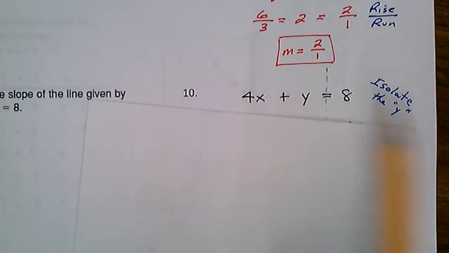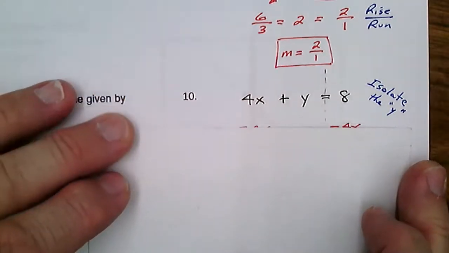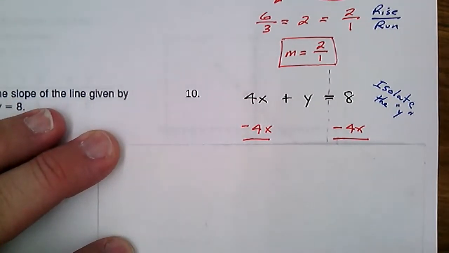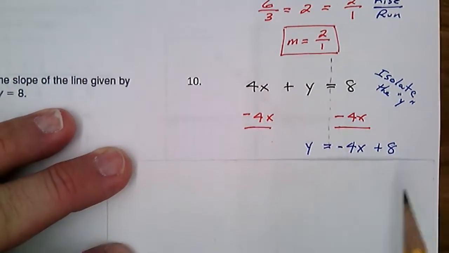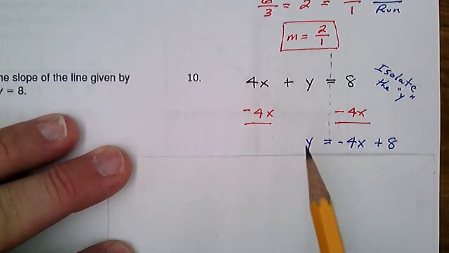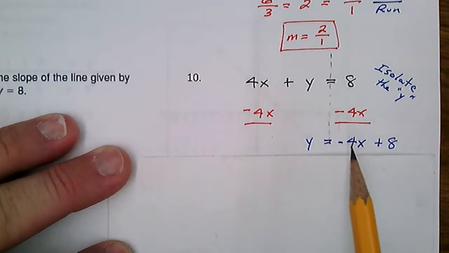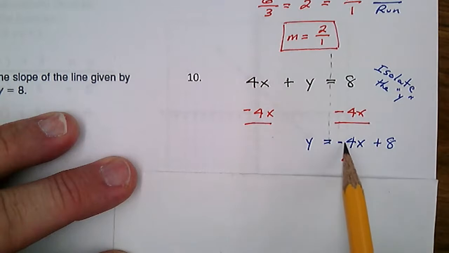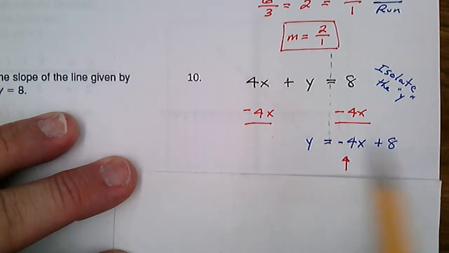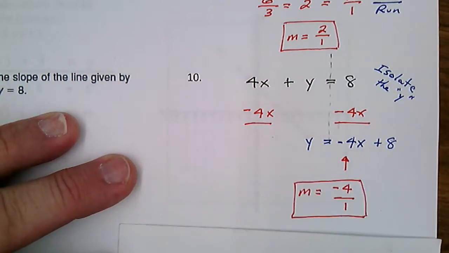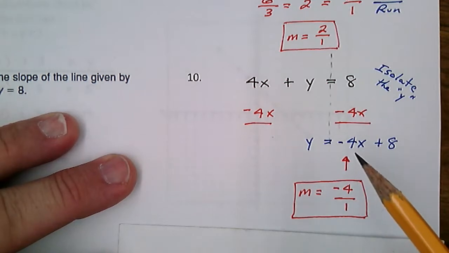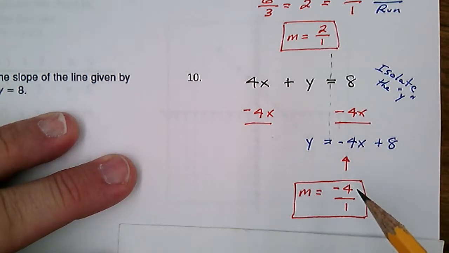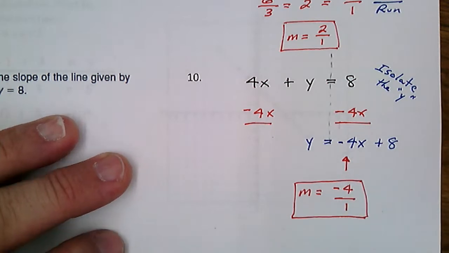So we need 4x to leave the party. So we're going to subtract 4x, get 4x out of there. And now we have y by itself. We've isolated y. Here's the y, it's by himself. And this is a minus 4x now plus 8. And now we can identify the slope. The slope is the number next to x when y is by itself. And our slope is -4 over 1 because we want to make sure we have a rise and a run. Rise and a run. So your slope is -4 over 1. Okay.